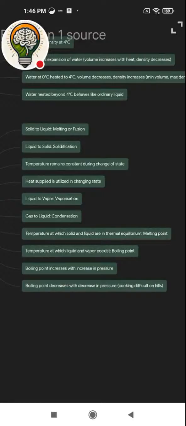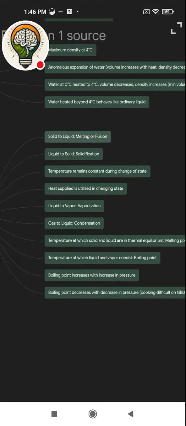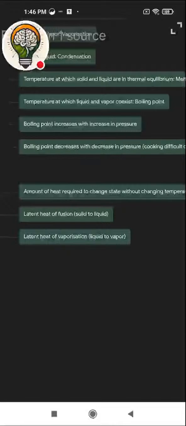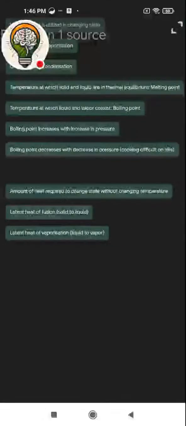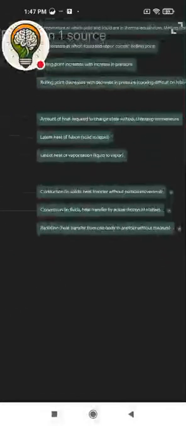Boiling point increases with increase in pressure, and boiling point decreases with decrease in pressure, so cooking is difficult on hills. Then latent heat: the amount of heat required to change state without changing temperature. Latent heat of fusion is solid to liquid. Latent heat of vaporization is liquid to vapor. Then the transmission of heat. Conduction in solids: heat transfer without particle motion.